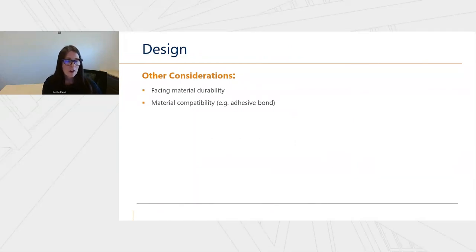Now, during design, there may be some other considerations, and we'll get into some of the elements to evaluate the durability of our facing material. So this is going to be our veneer unit. And then also material compatibility. And what we're talking about here is primarily the adhesive bond between our veneer unit and the backup.